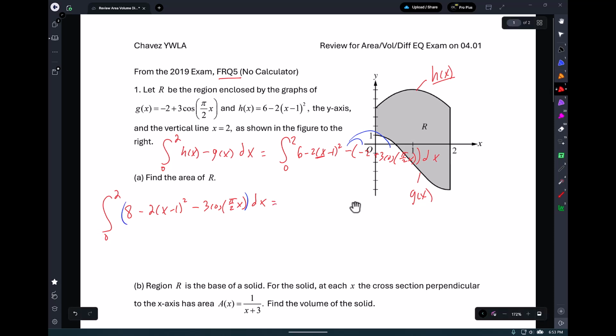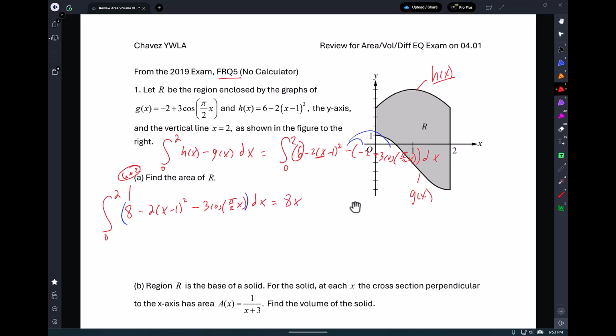All right, here we go. Antiderivative, I don't see any issues. Let me make sure. 6 plus 2 is 8. Yeah, that's where that 8 came from. 6 plus 2, guys. This 6 right here, and this 2 right here, when you distribute that, it'll be a plus 2.